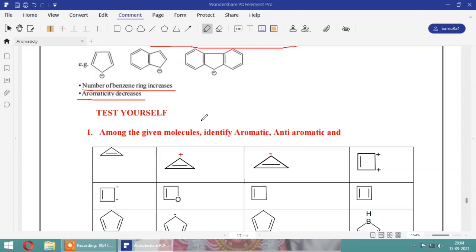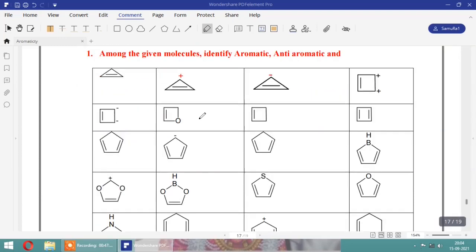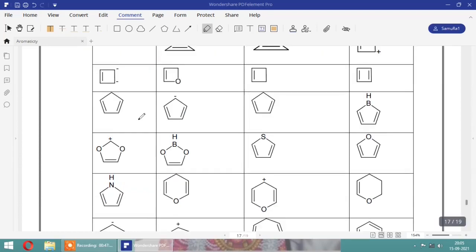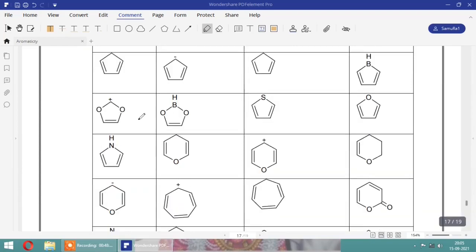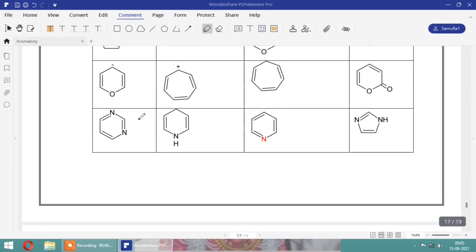compounds. Now here is the exercise for you. Name which compound is aromatic and which compound is antiaromatic, which is homoaromatic and which is non-aromatic. You mark here. It is an exercise for you. Just note down these compounds, and I will give these compounds in the description box. You can download this exercise and try it yourself.